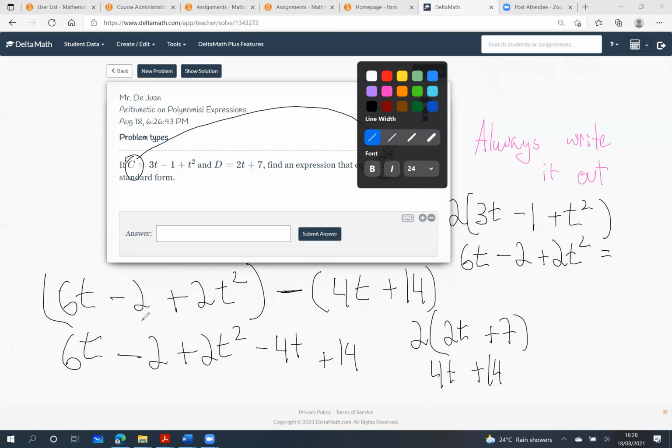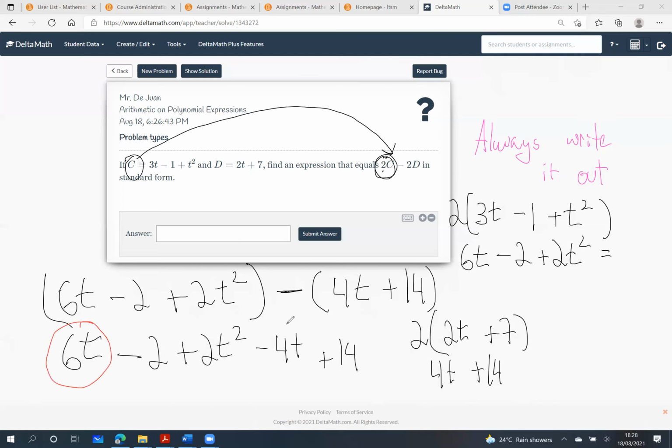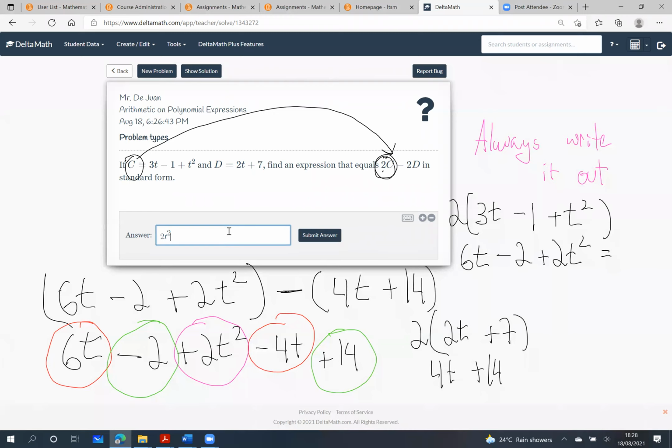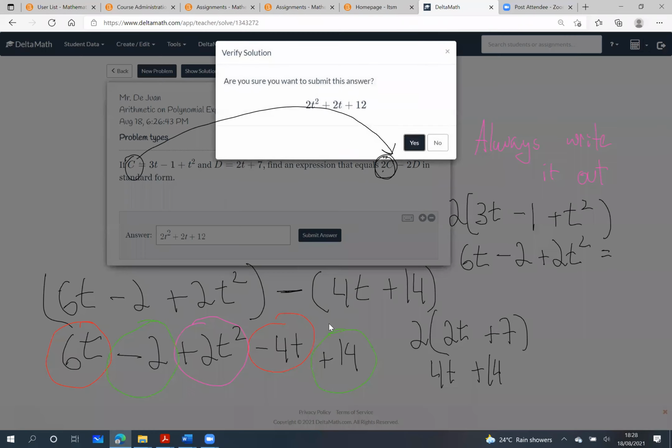So let's circle the terms that we have. 6t minus 4t, 2t squared, and minus 2 plus 14. Okay, so 2t squared looks to be all on its own, so I can put 2t squared. And I can do 6 minus 4 is plus 2t, and negative 2 plus 14 is plus 12.